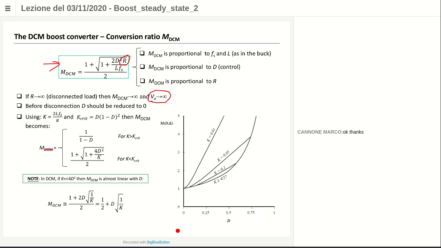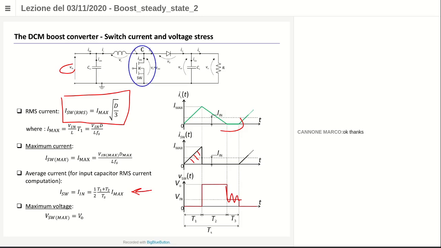Put your duty cycle to 0, put your input voltage to 0, and then disconnect the load. This is the safe operation. For the boost, it is very important not to disconnect the load while it is operating, because the boost does not survive this operation.